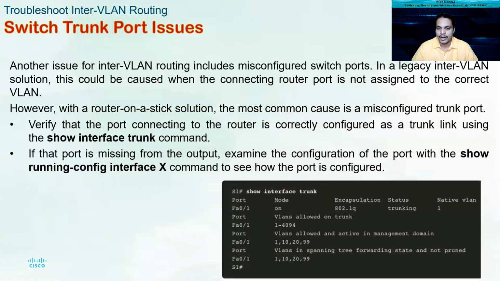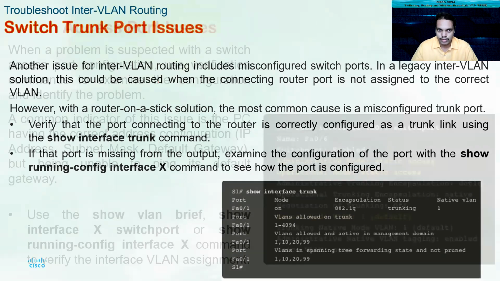The second issue is switch trunk port issue. Sometimes you might configure a wrong switch port as a trunk, or you must have completely forgotten to create a trunk port for the switch. For that one, the show command show interface trunk will actually give you a very good idea of which ports are currently in the trunking mode. All the ports that you set up as trunk ports will be shown here. You can clearly see it. You can troubleshoot it in this way.